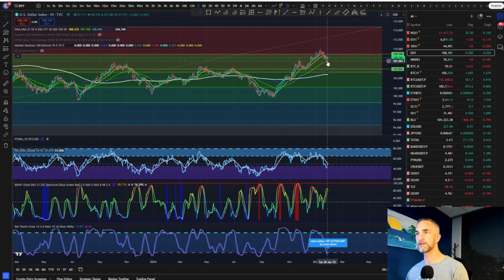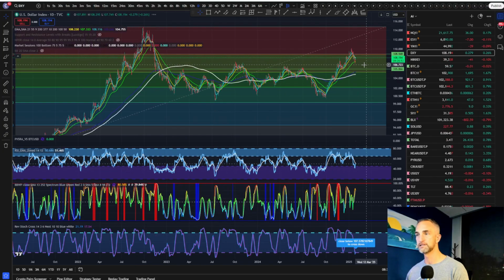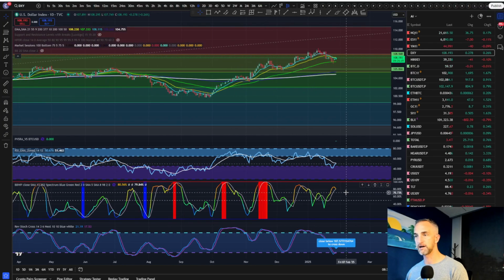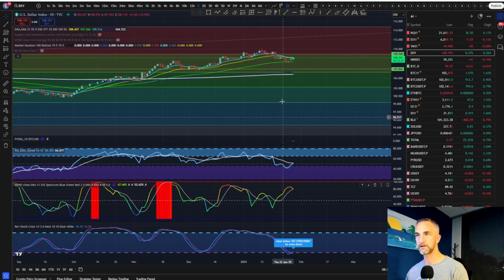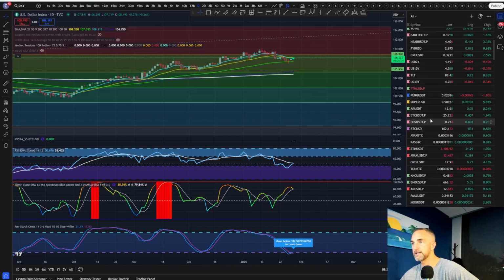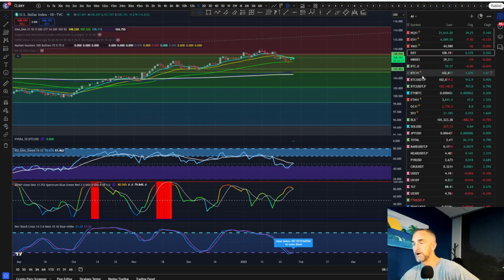We do want to see the dollar start to flip around here. And to me, as you can see, declining volatility coming into that green 55 is resulting in a bit of a bounce. So far, so good. Let's take a look at the bond market.